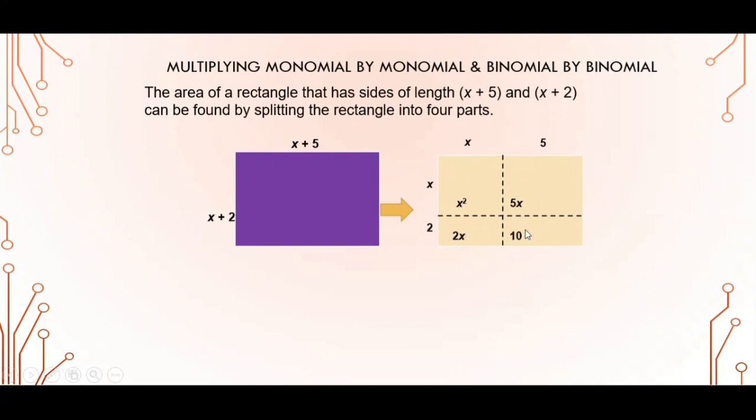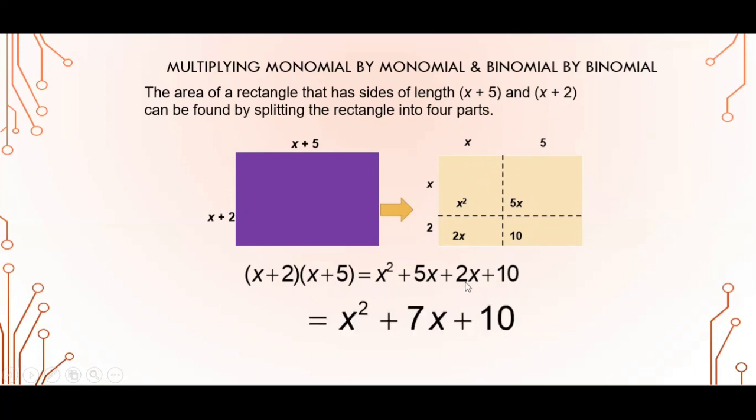Now, if you have to find the area of this complete rectangle, that means we are multiplying the length into breadth, which is x plus 2 into x plus 5. And to do this, what do we do? We add all of this, right? Add the areas of all the 4 parts, which is x square plus 5x plus 2x plus 10. Now, 5x plus 2x are like terms, where we add only the coefficients. We have already seen that in the addition of algebraic expressions. So, 5x plus 2x, you get it as 7x. So this is how we multiplied two binomials, x plus 2 into x plus 5. We got x square plus 7x plus 10.